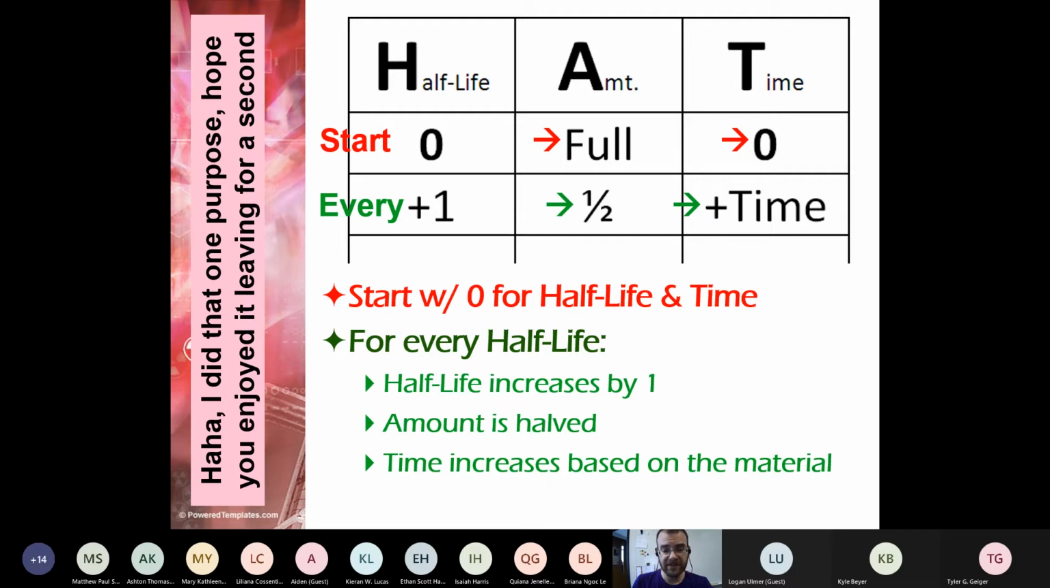X-rays is a type of radiation, and it's very similar to gamma, by the way. Gamma is more powerful than X-rays. We'll get to that when we get to energy.